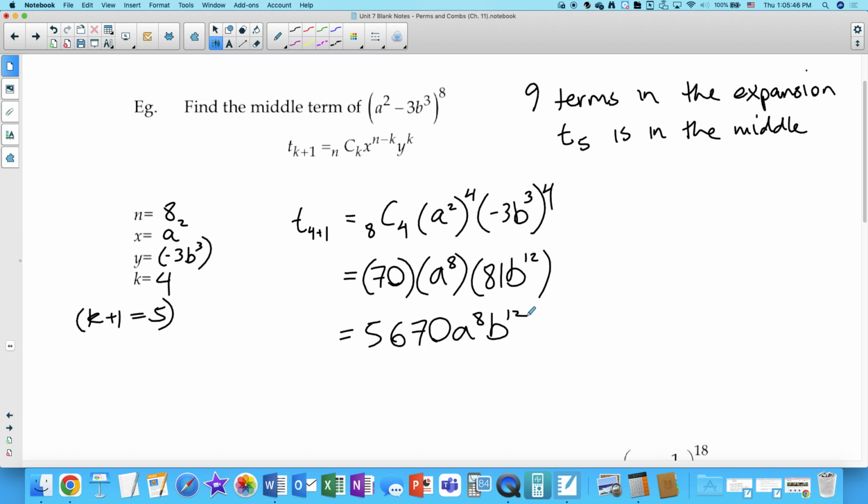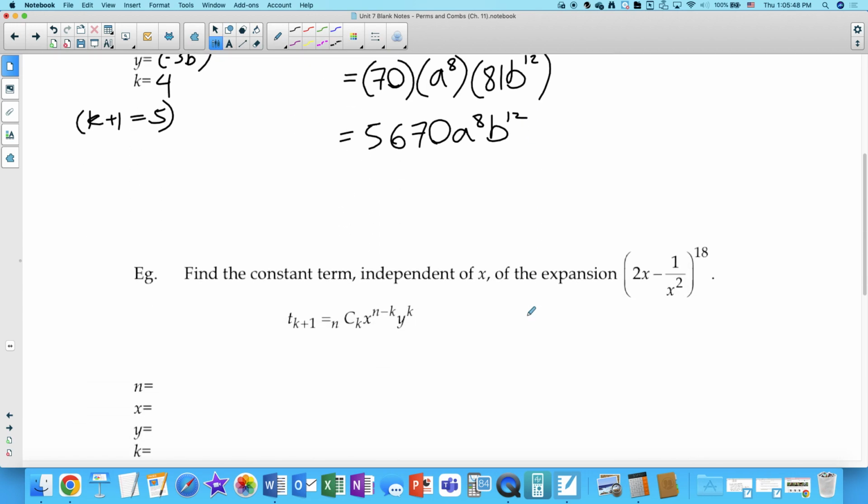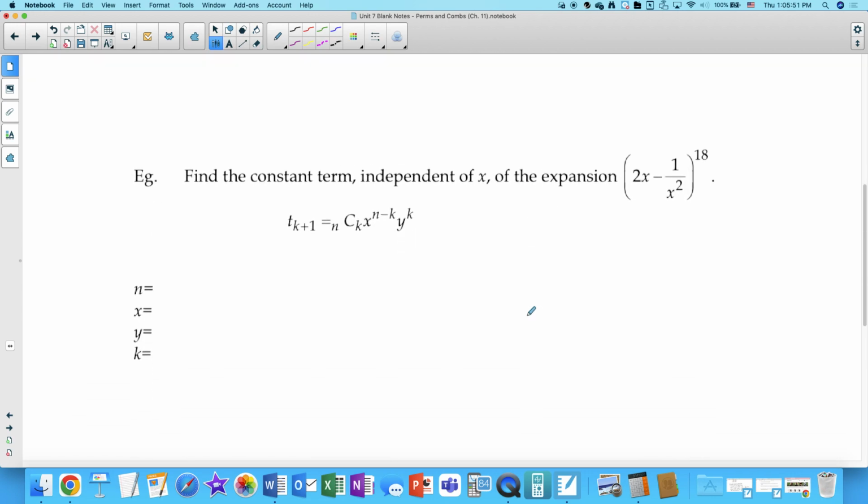So far, so good? All right, let's keep going. Okay, so find the constant term independent of x in the expansion 2x minus 1 over x squared to the 18. Okay. So this one is going to be a little tricky. Constant means there's no x in there. So whatever the exponent in the numerator would be would have to cancel with the exponent in the denominator. Okay? We have to figure out what term number that's going to happen.